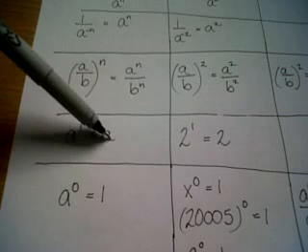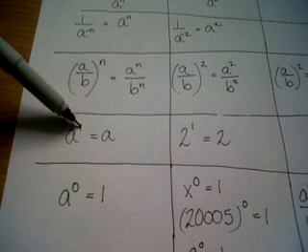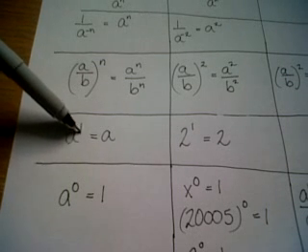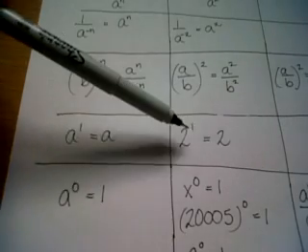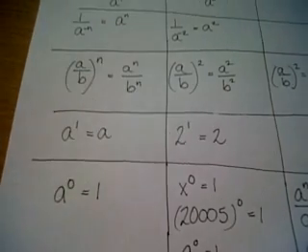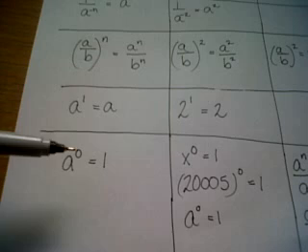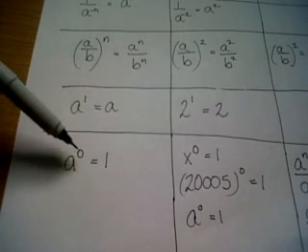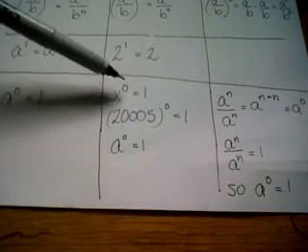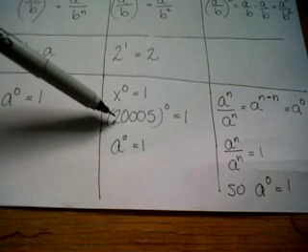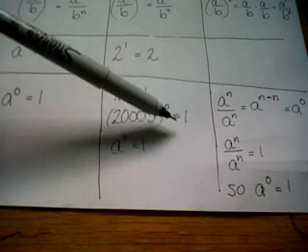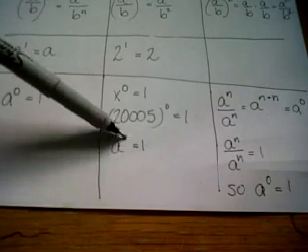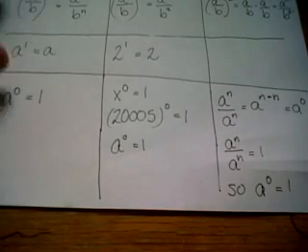Anything raised to the first power is just itself, because the exponent is how many times you multiply something by itself. Well, that's just multiplying it by itself. So 2 to the first would be 2. Now let's take a look at something else, which says a to the 0 equals 1. Anything raised to the 0 power is equal to 1. So let's take a look at some examples of that. If I have x to the 0, that's equal to 1. And 20,005 to the 0 power is equal to 1. So anything raised to the 0 power is equal to 1.